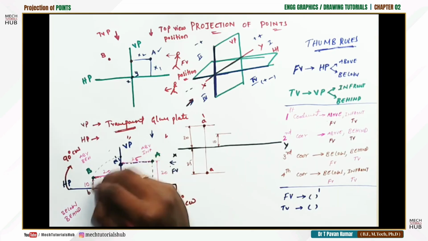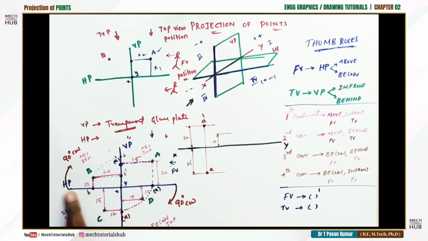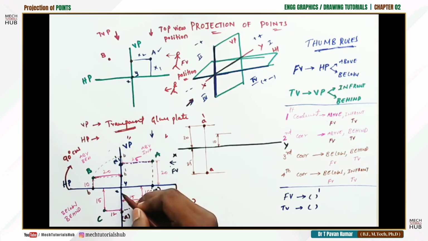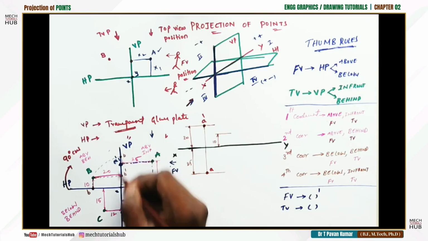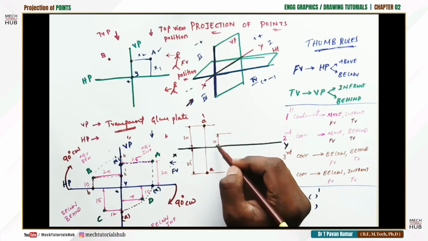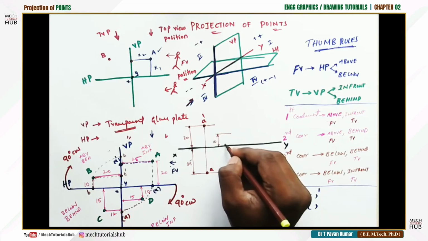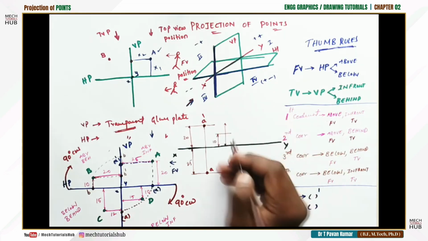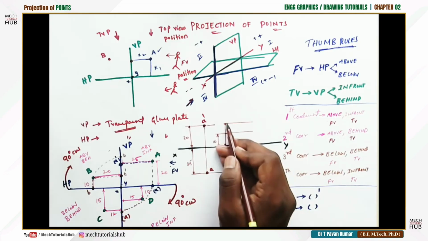So here the object got shifted. When the horizontal plane is rotated 90 degrees clockwise, the object also shifted to the vertical. So B prime and B both are falling on the vertical plane, both are falling above the XY line only. Already I have mentioned 10 mm. Now 10 mm away, I'll mention one more dimension line which is maintaining 20 mm. Okay, this is 10 mm, this is 20 mm.